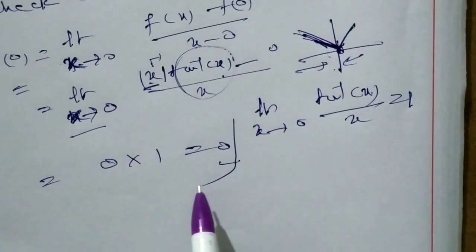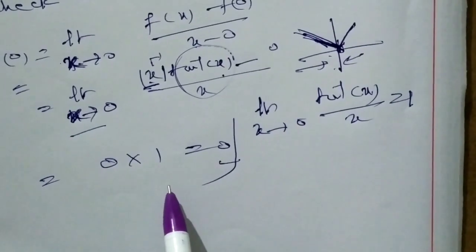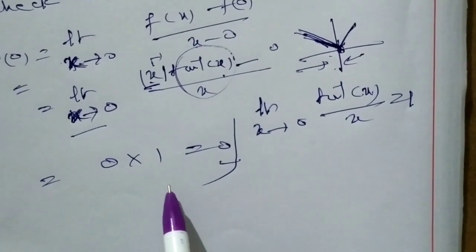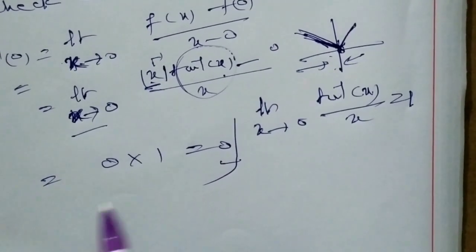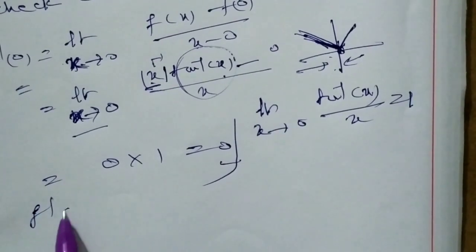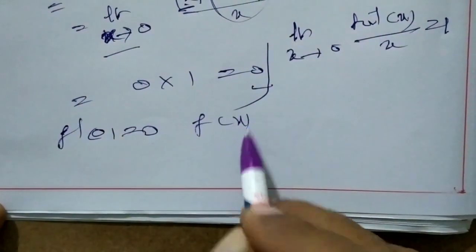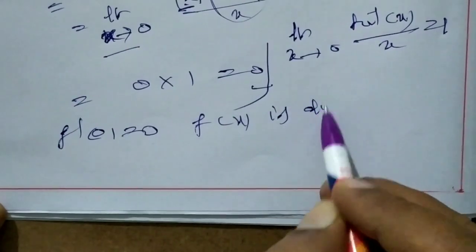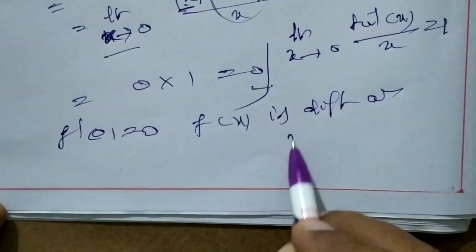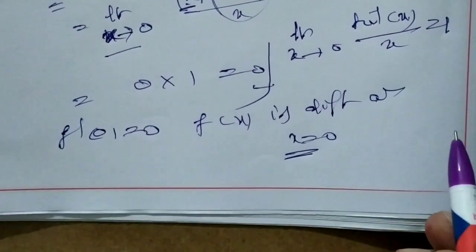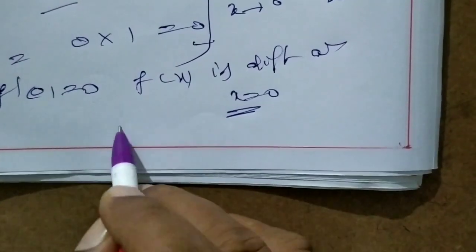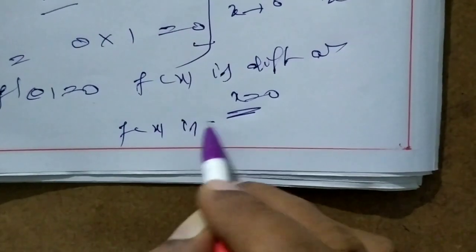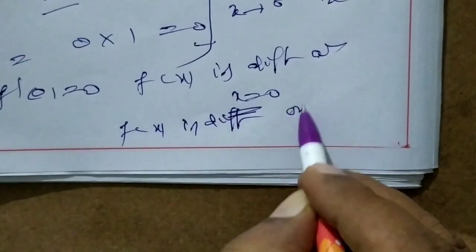As it is getting a definite value, we can say that f dash of 0 is equal to 0 and f of x is a differentiable function at x is equal to 0. Already we declared that it is differentiable everywhere. Therefore, f of x is differentiable on R.